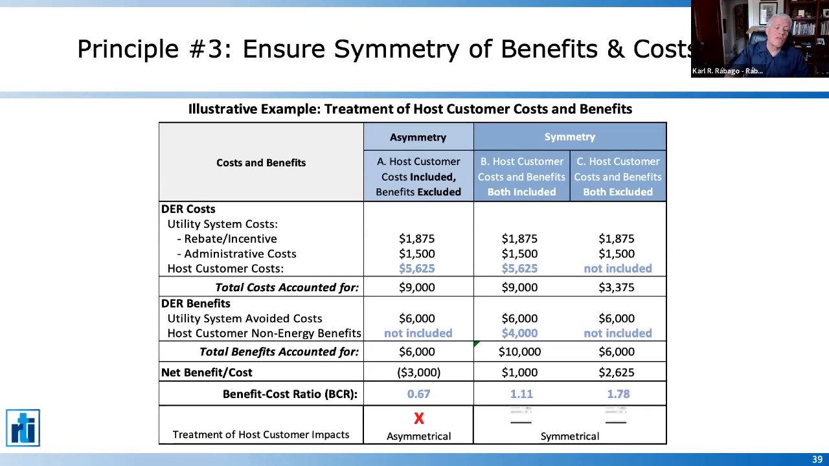And so this is just meant to be a stylized example of how you can go wrong if you're not careful to be symmetrical in treating your impacts and consideration of your impacts in the program.